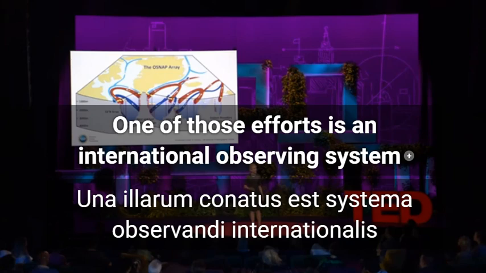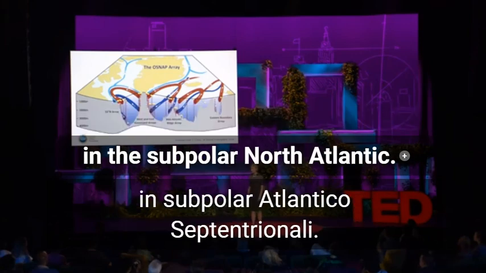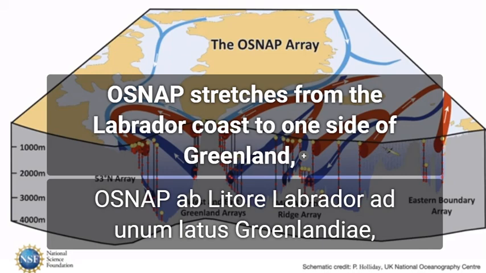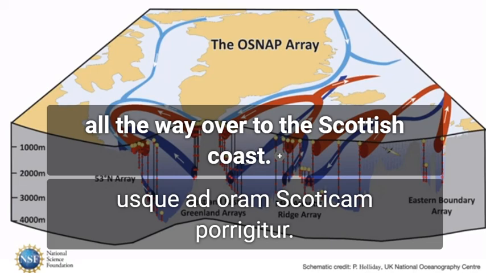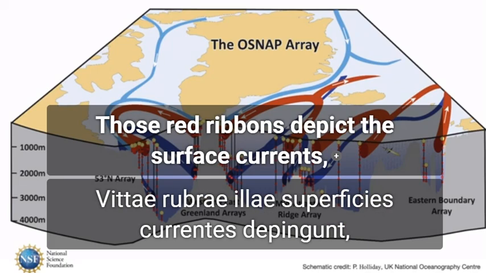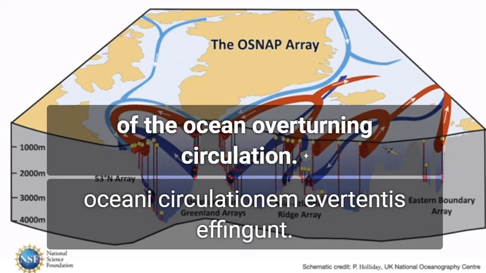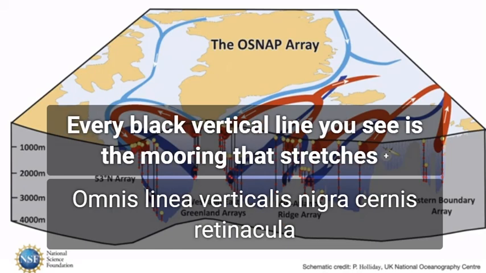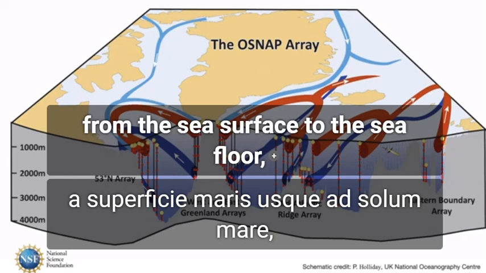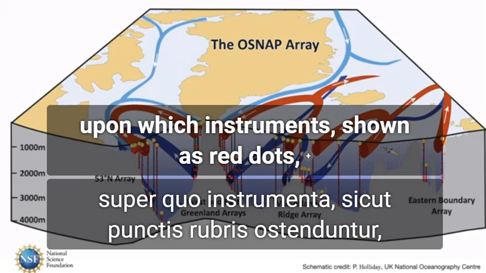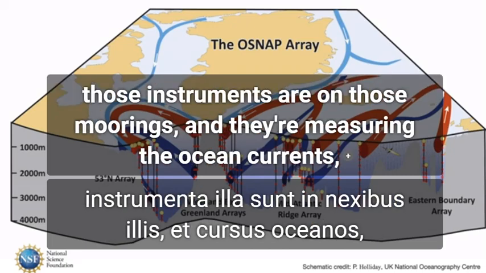One of those efforts is an international observing system in the subpolar North Atlantic. OSNAP stretches from the Labrador coast to one side of Greenland and then again from the other side of Greenland all the way over to the Scottish coast. Those red ribbons depict the surface currents, and those dark blue ribbons depict the deep currents of the ocean overturning circulation. Every black vertical line you see is a mooring that stretches from the sea surface to the seafloor, upon which instruments, shown as red dots, are measuring the ocean currents, the temperature, and the salinity.